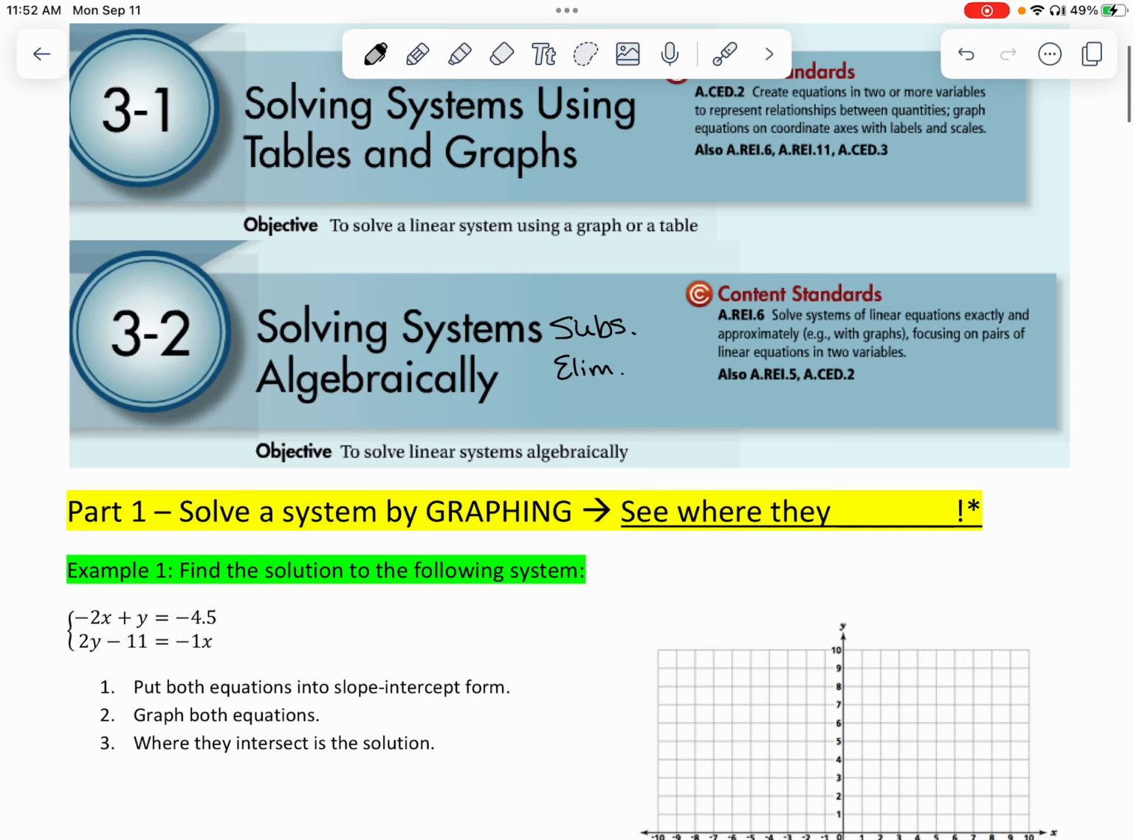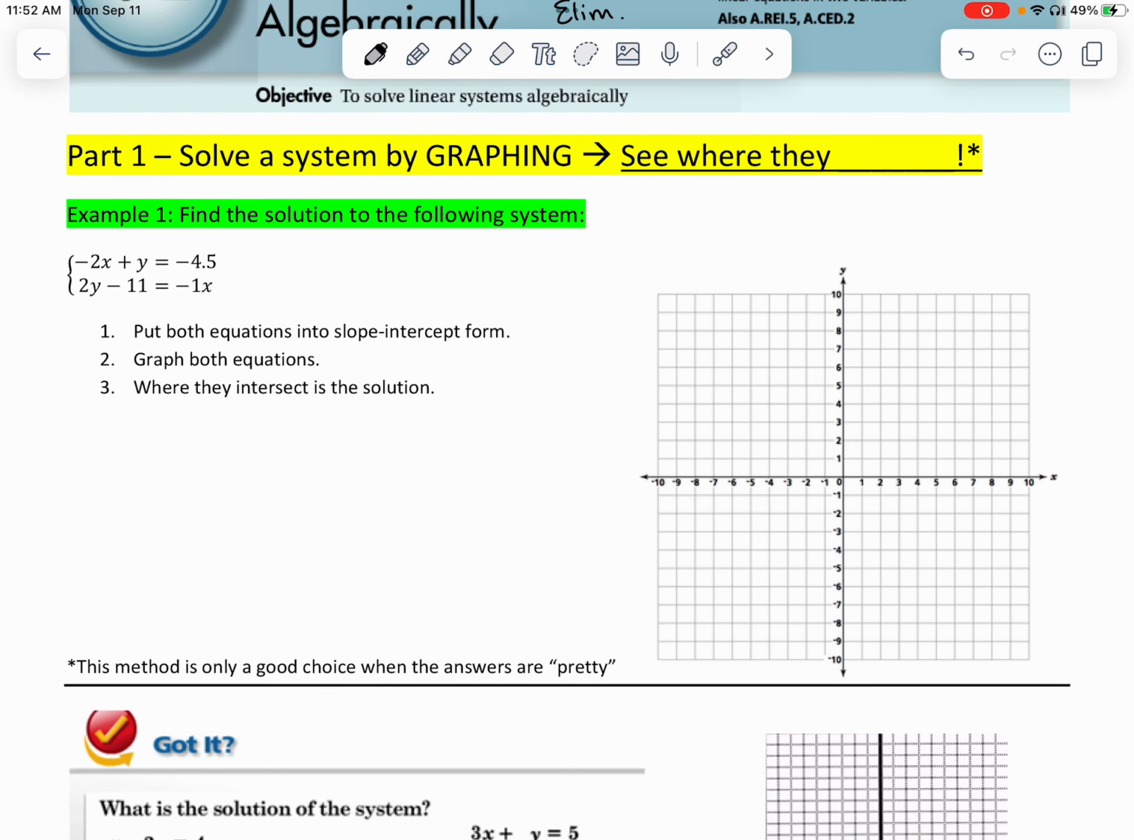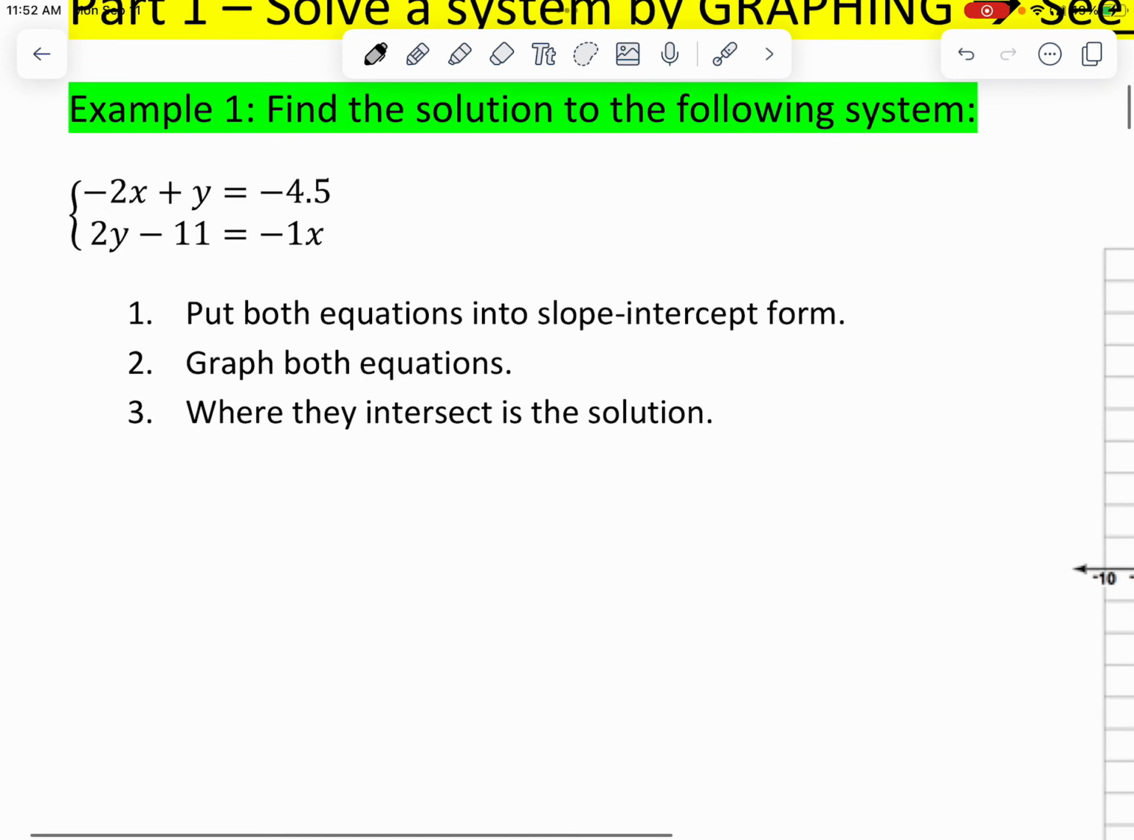Now let's talk about part one. You can see where the state standards are right there. We have to learn these things. It is what it is. I personally love these. Part one, let's solve a system by graphing to see where they intersect. We're not going to say the word cross because that is not a mathematical word. We're going to say intersect. I purposely came up with new problems here. We're going to follow these steps.